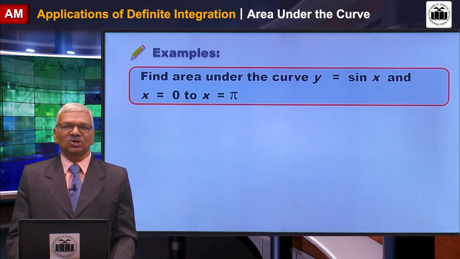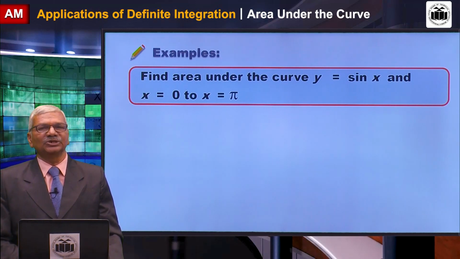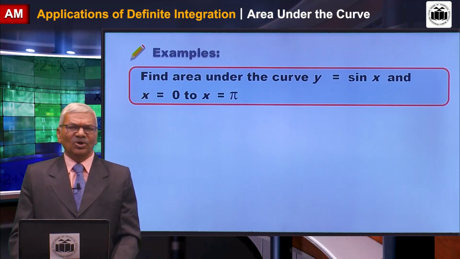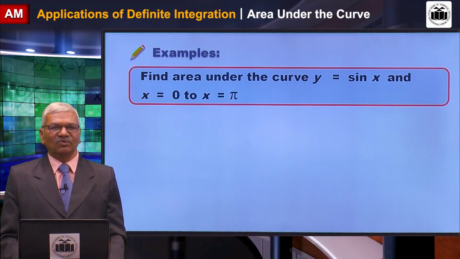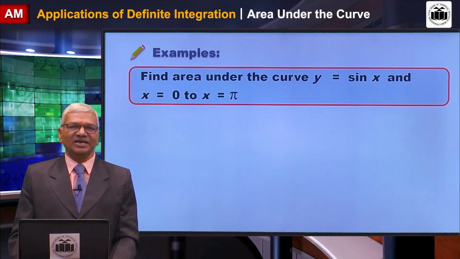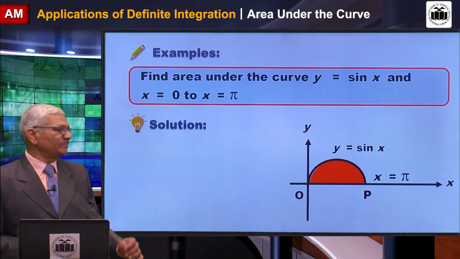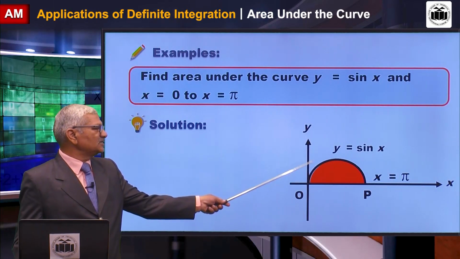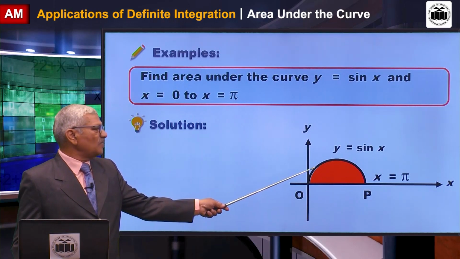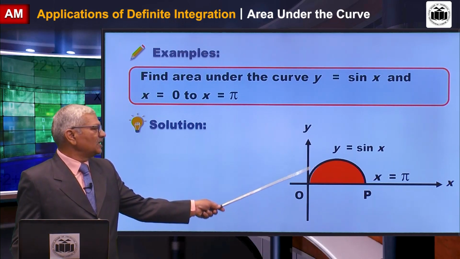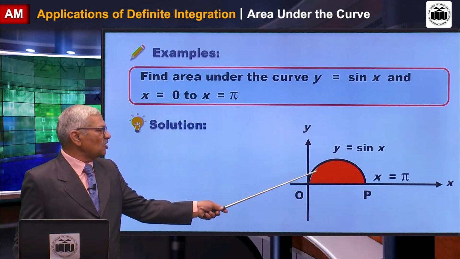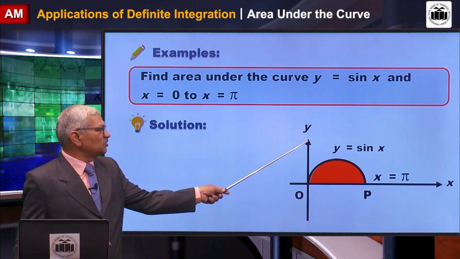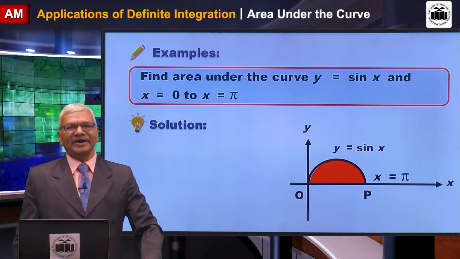Find the area under the curve y equals sin x and x equals 0, x equals pi. This is also a simple example. But what happens here, the function is trigonometric. What is the function? Sin x, whose graph is shown in the diagram. Y equals sin x represents this graph. Origin is x equals 0, to the point P, x equals pi. These are the limits of integration. The function is y equals sin x. So you got all the values which you required.